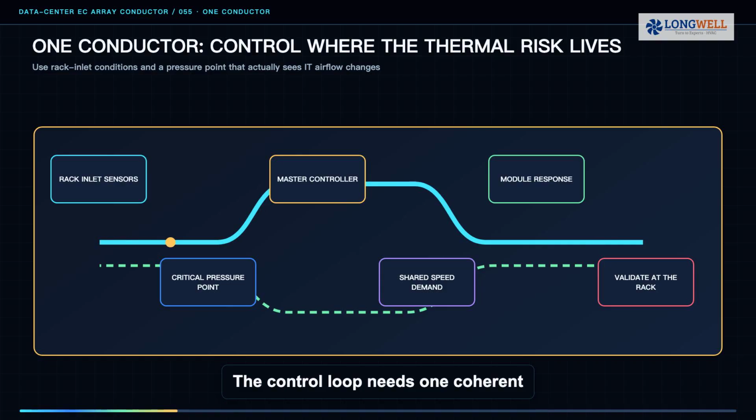The control loop needs one coherent demand. Measure temperature where the equipment receives air, and place the pressure sensor where it can actually see changes in IT airflow. Then let the master controller distribute a shared speed request and validate the result back at the racks.